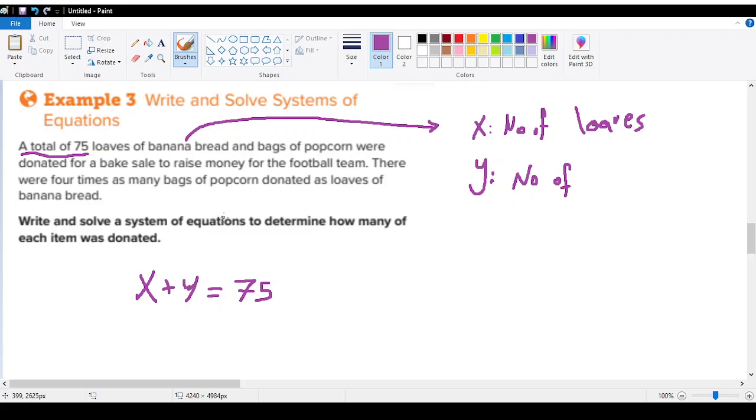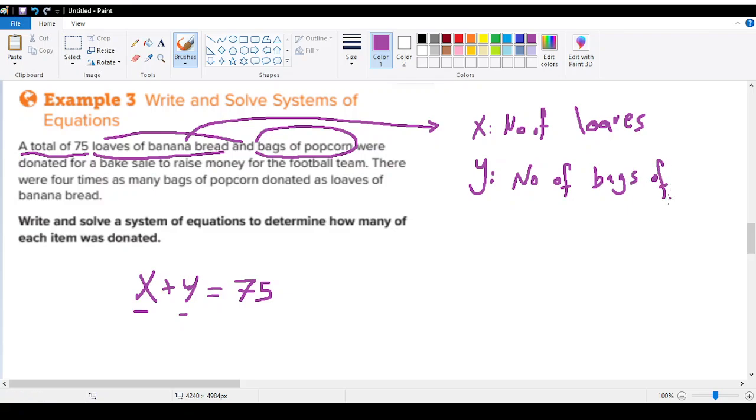Shamsa, look at me, please. It makes sense, it's logical. You just said that x plus y equals 75. Why did you say that? Because you are talking about loaves of banana bread and bags of popcorn. Thank you. X represents loaves of banana bread and y represents the number of what? Bags of popcorn. Okay, understood?